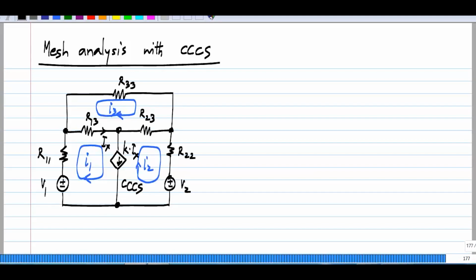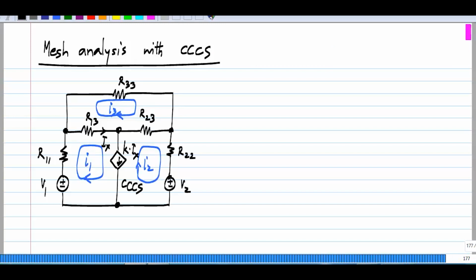Now we'll see how to carry out mesh analysis when we have a current controlled current source. Again, the circuit I have taken is similar to what I had before, and earlier I had shown you how to carry out the analysis when I had an independent current source in this branch. Now instead of an independent current source, I have a current controlled current source of value k times Ix, where Ix is the current in R13.